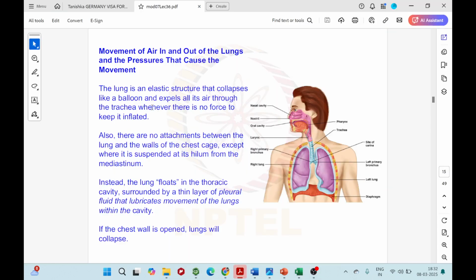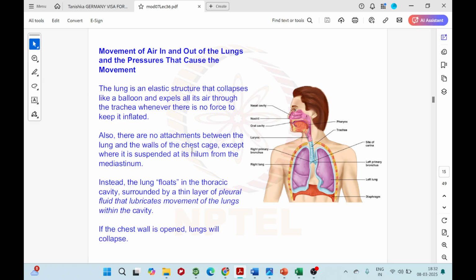So the lung is an elastic structure, and it collapses like a balloon. These are basically hollow, and they have the property that they can collapse like a balloon and expel all their air through the trachea whenever there is no force to keep them inflated. Also, there are no attachments between the lung and the walls of the chest.